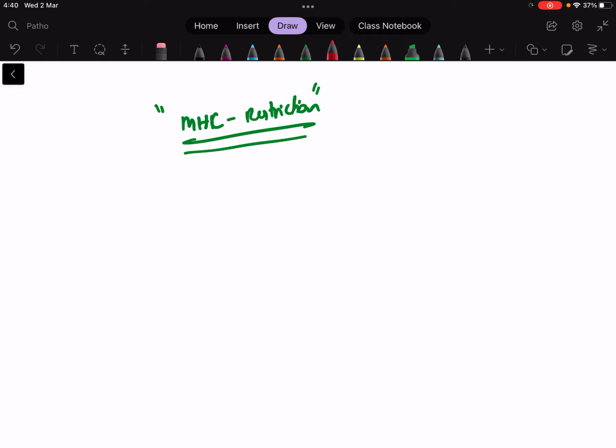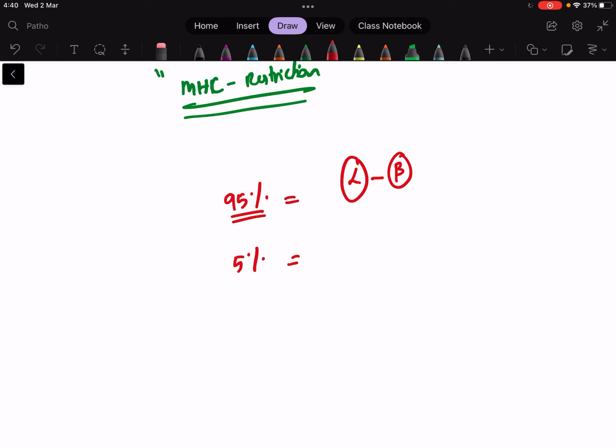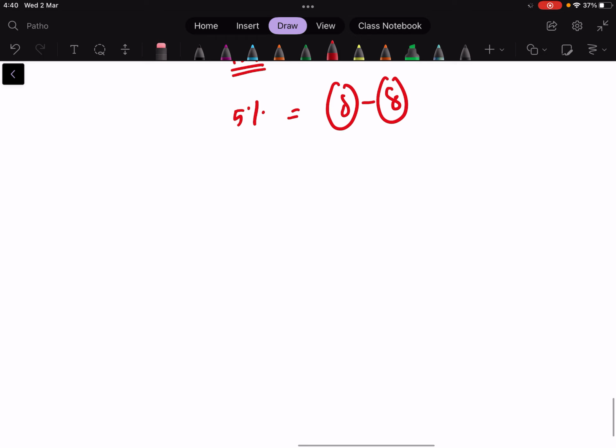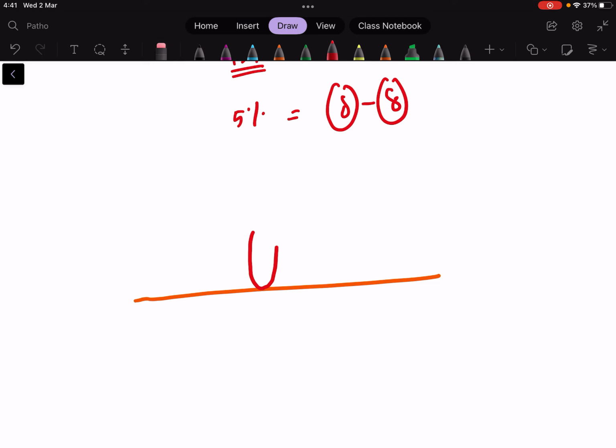But I already told you that 95% of the T cell receptors consist of an alpha linked with beta heterodimer, and 5% of the T cell receptors will consist of a delta gamma composition, a delta gamma heterodimer. So basically, suppose this is a T cell membrane, and this T cell membrane is going to consist of delta linked by disulfide bonds together with gamma. This is called a delta gamma heterodimer.